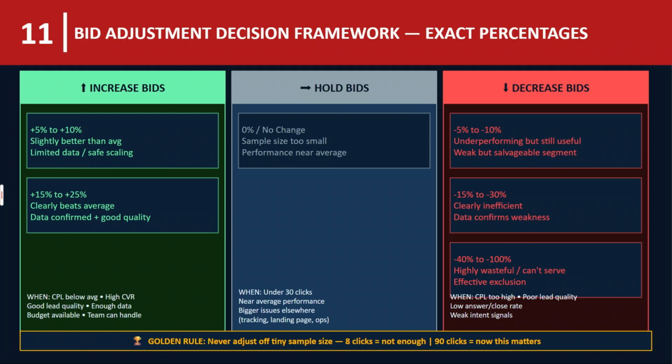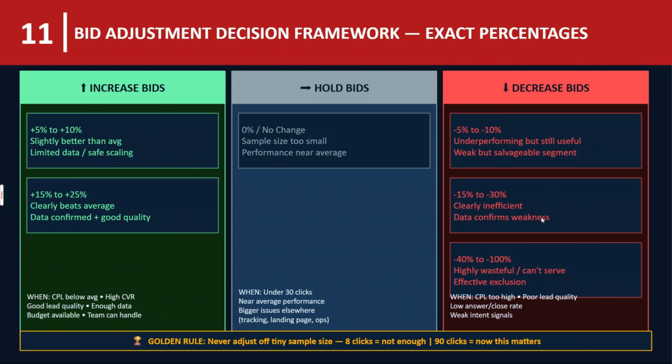When do you hold and make no change? When the sample size is too small, meaning you have only a few numbers of data, and performance is close to average, or when there are bigger problems to fix first, like bad ad copy, broken tracking, or a weak landing page. So when do you decrease bids? Use minus 5 to 10% when this segment is underperforming but still has some value.